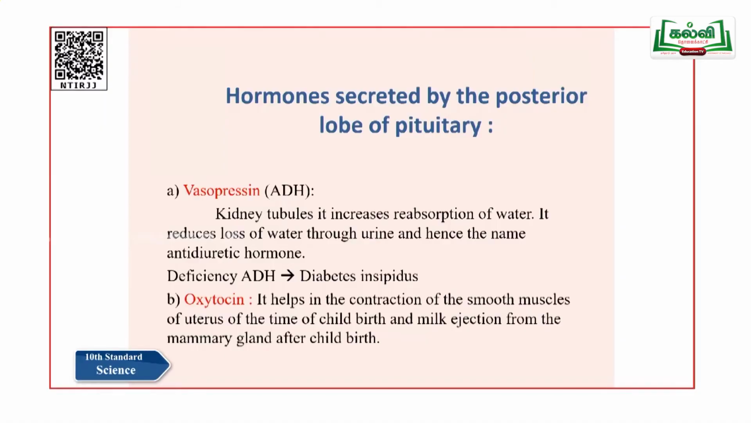Next one is oxytocin. During pregnancy, at the normal delivery of the child, it helps contract the smooth muscles of the uterus at the time of childbirth, and it helps milk ejection from the mammary gland after childbirth. Nowadays normal delivery is very rare because of nutritional deficiency. So if a woman takes more nutritional food, that will help the secretion of oxytocin, which gives a greater chance for the woman to have a good life in the future.